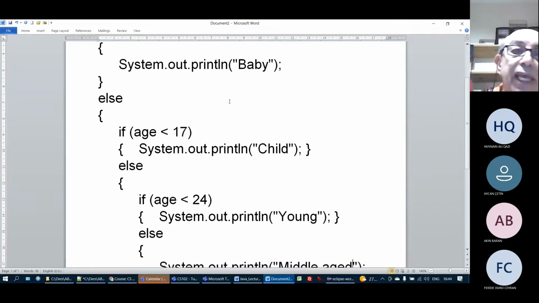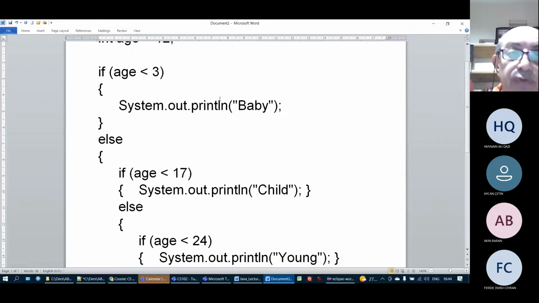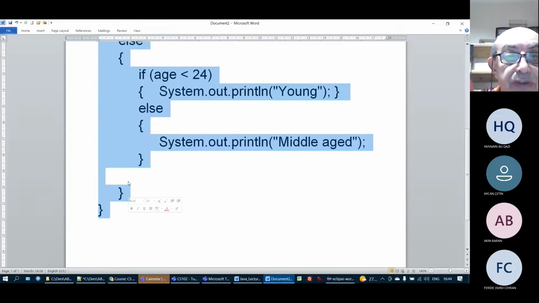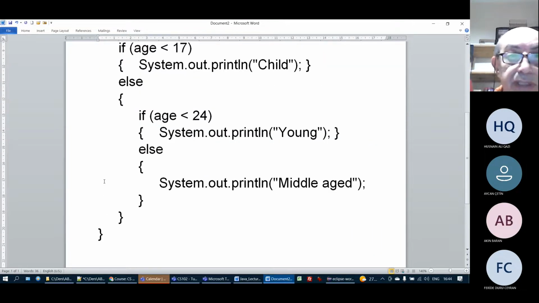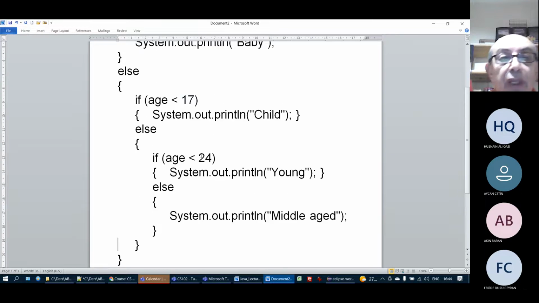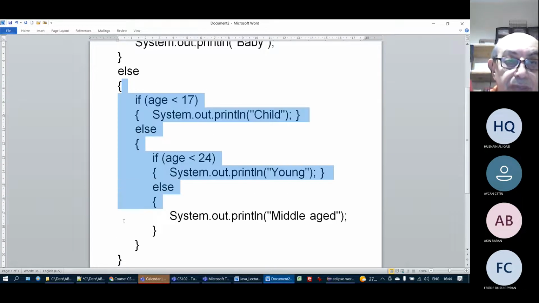So here I have a sequence of nested ifs. If age is less than 3, do this. Otherwise, go to else. In the else, we have several things, okay? Everything here is inside the else. Let's make this readable, okay? So in this else, from here to here, I have another if statement.